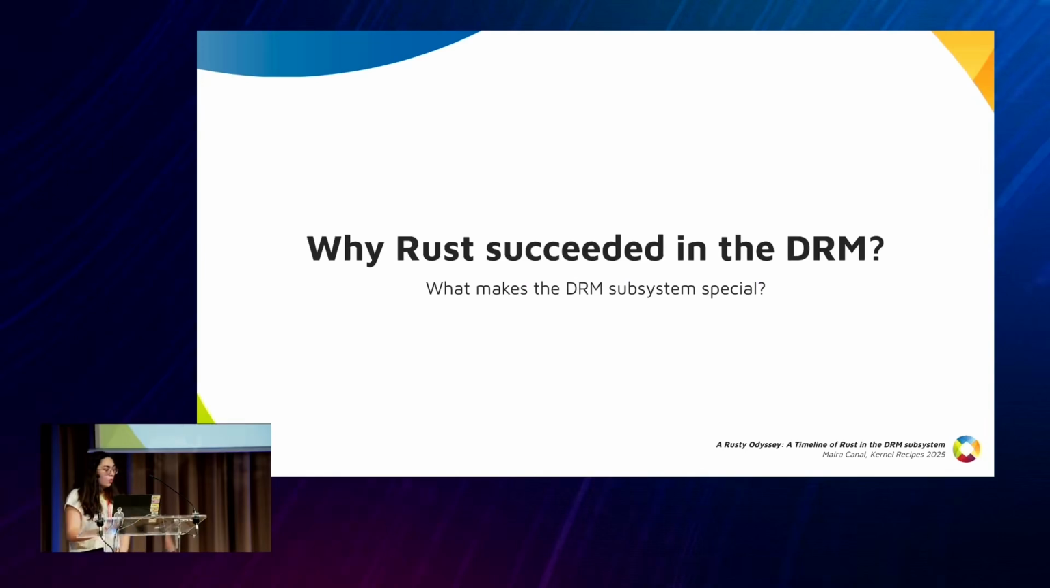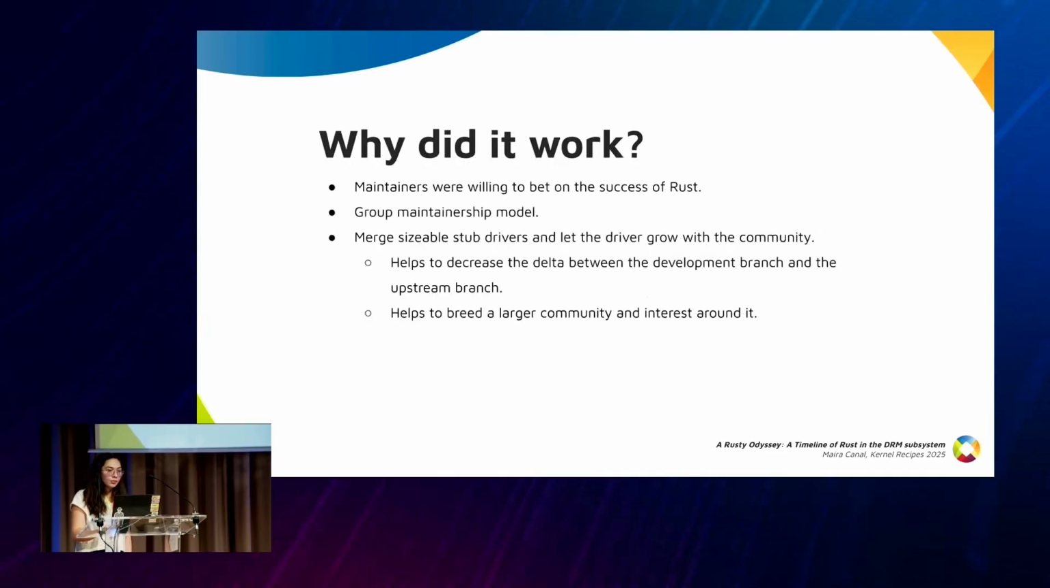And finally, why did Rust succeed in the DRM? What makes the DRM subsystem so special? And I think that it worked first because the DRM maintainers were willing to bet on the success of Rust. I would even say that they weren't saying that Rust was going to succeed or not, but they were willing to at least give it a try.